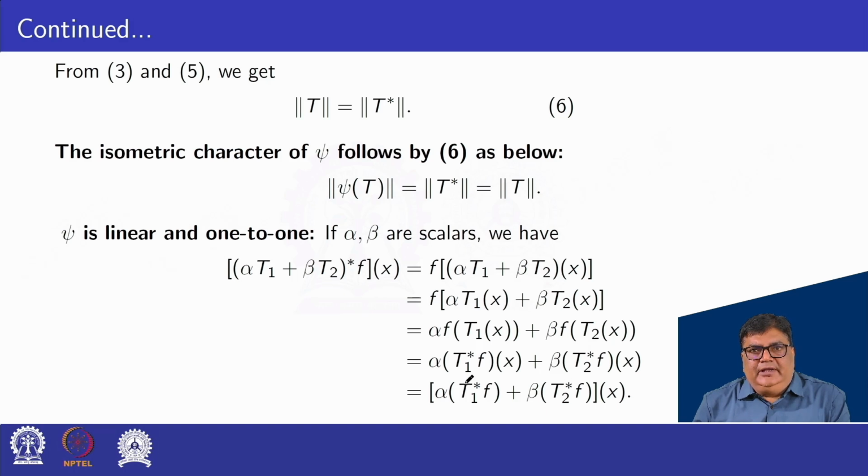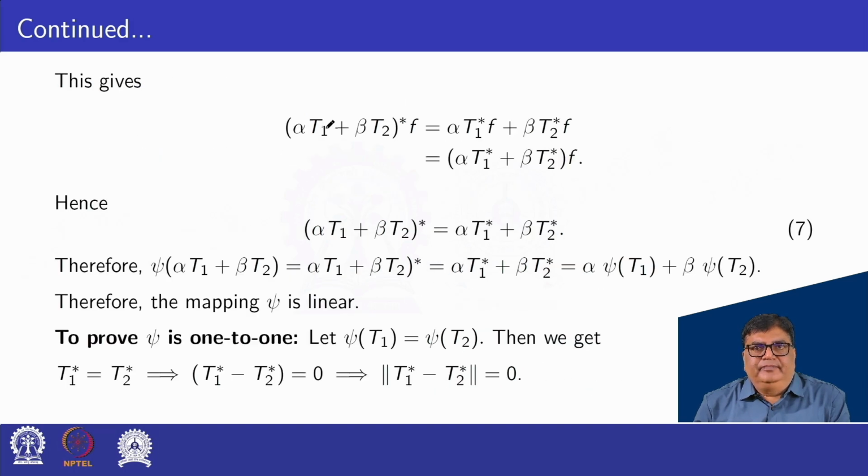So comparing this and this, we can write (αT1 + βT2)* f equals αT1* f + βT2* f. Again, this can be written as (αT1* + βT2*) f. So this can be written as (αT1 + βT2)* is equal to αT1* + βT2*. Okay. So we know that ψ(T) is equal to T*.